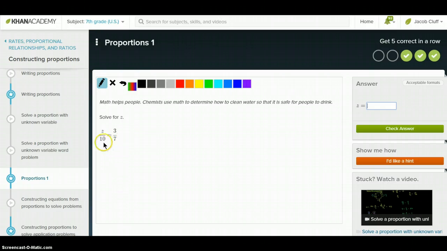Alright, so we're going to do the same thing over here. We're going to multiply both sides by 10. So we're going to have z equals 3 over 7 times 10. And that equals, 3 times 10 is 30 over 7.